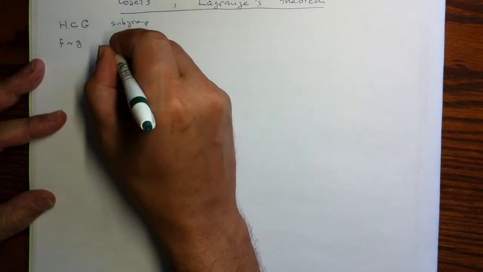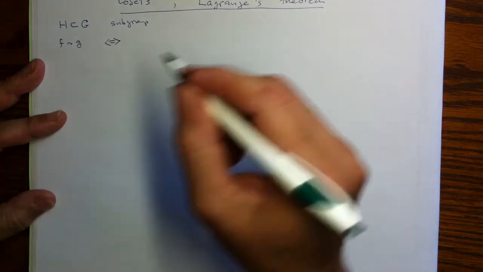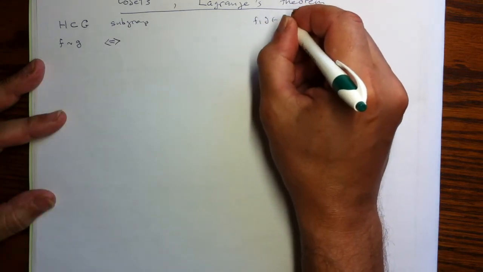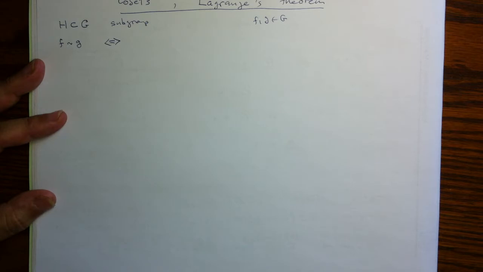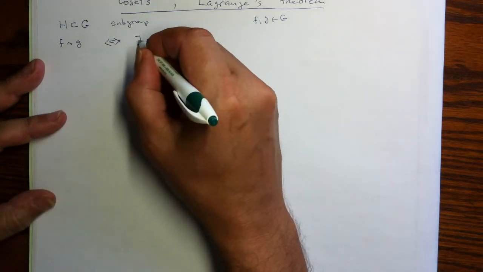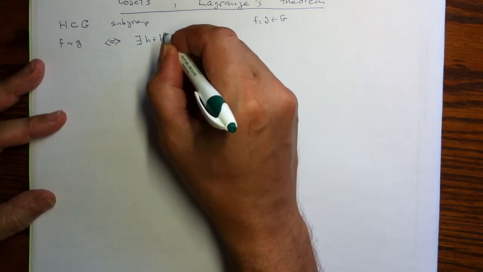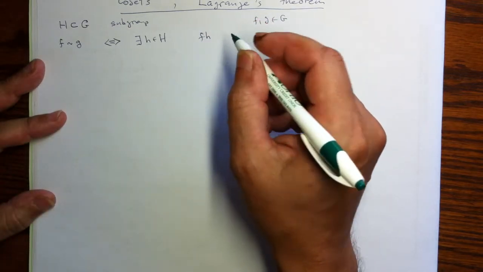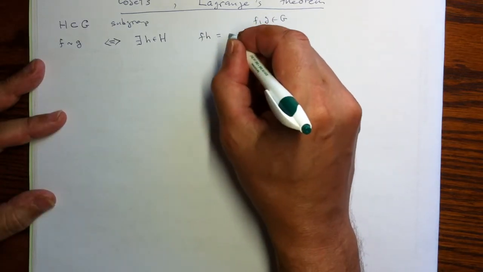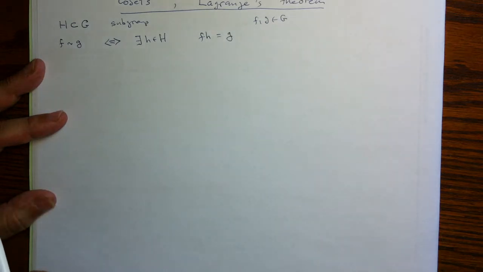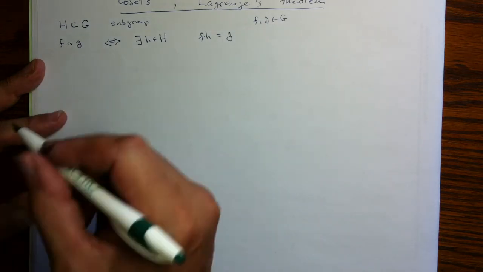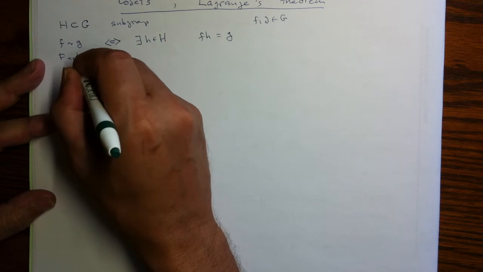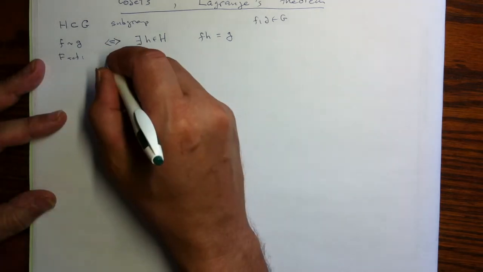So I'll say that two elements in the group, f and g, arbitrary elements in my group, are equivalent if there is something in the subgroup which I can multiply the first with from the right and get the second. So that is the definition. Please check the fact that it is an equivalence relation.